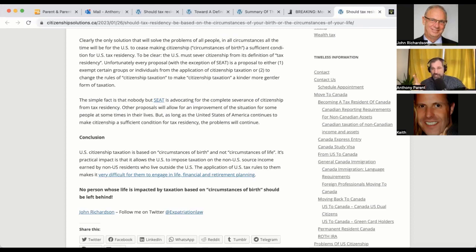Yeah, well, actually, I think we should end here. Let's wrap this up, because that's exactly right. We have this division. People look for their own little carve-out, and they won't get rid of the whole thing. But we all need to unite on this to say, and I think this is the right way to do it, John, and I love your quote here: no person whose life is impacted by taxation based on circumstances of birth should be left behind. Another great quote by another president.